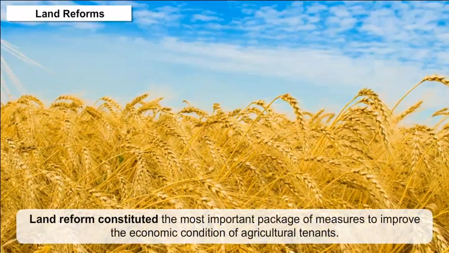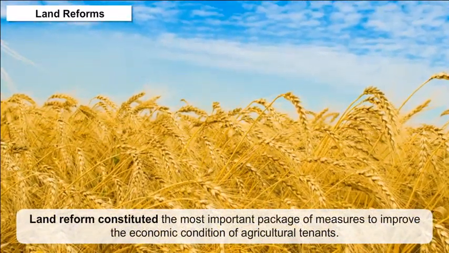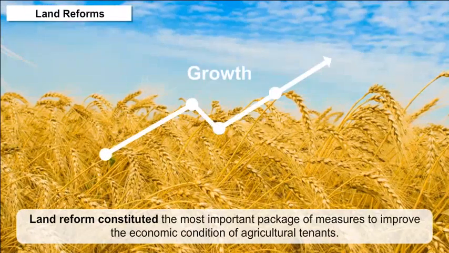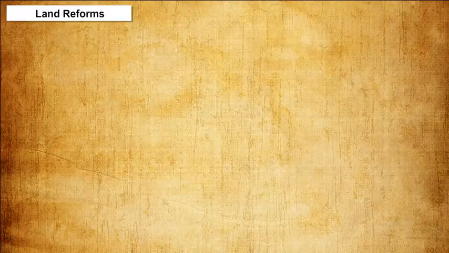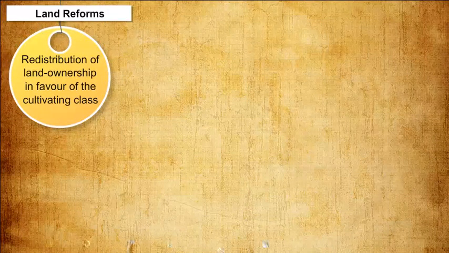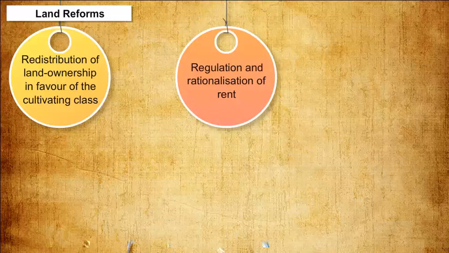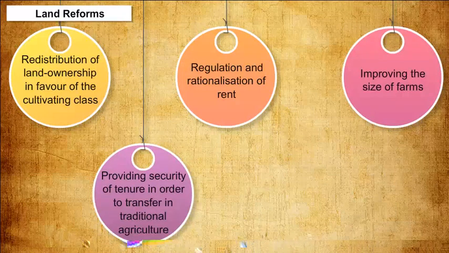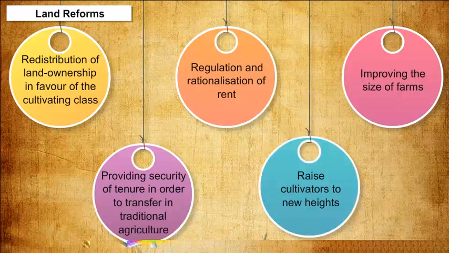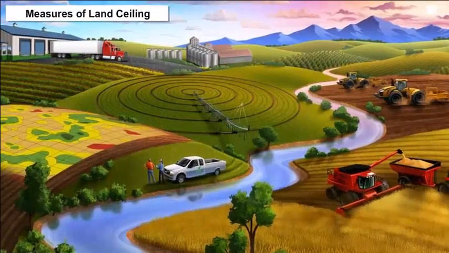Land reform constituted the most important package of measures to improve the economic condition of agricultural tenants. It aimed at the redistribution of land ownership in favor of the cultivating class, regulation and rationalization of rent, improving the size of farms, and providing security of tenure in order to transform traditional agriculture and raise cultivators to new heights. Measures of land ceiling.